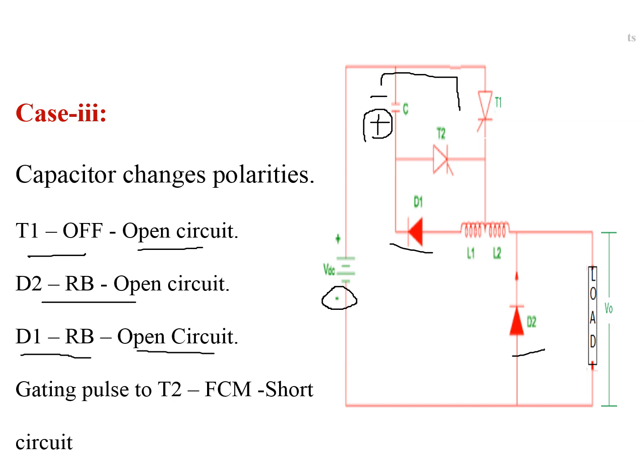Now this positive plate is connected to thyristor T2, so thyristor T2 is in forward blocking mode. Now we are going to apply the gating pulse to thyristor T2. By applying the gating pulse to thyristor T2, it comes from forward blocking mode to forward conducting mode, and it acts as a short circuit.